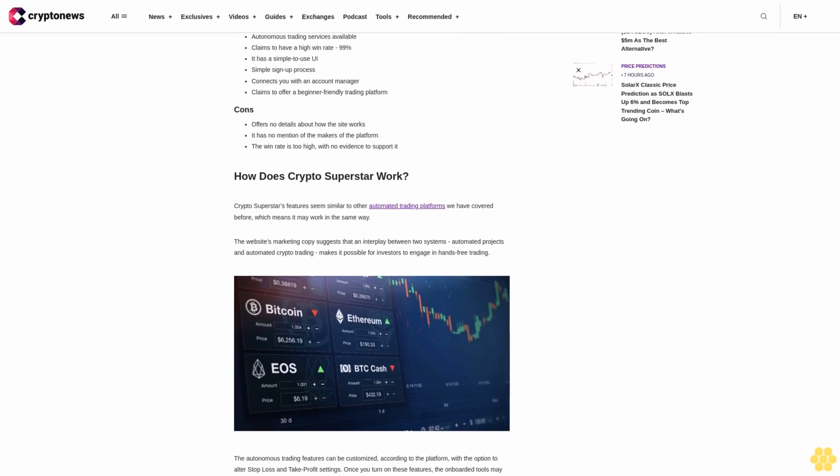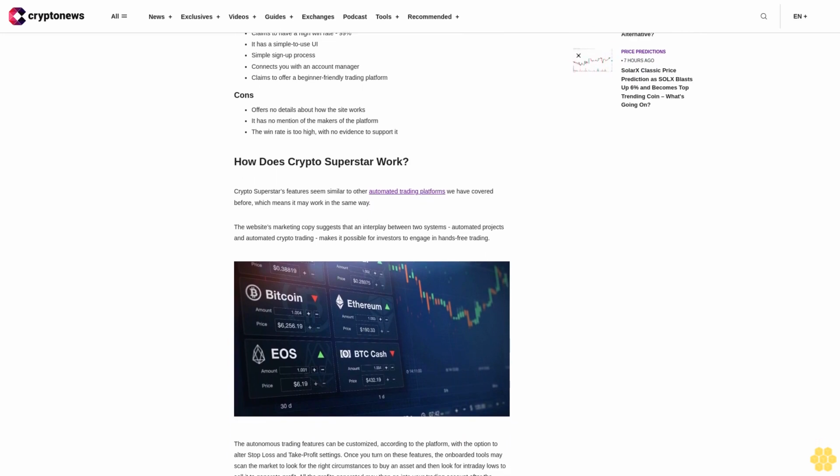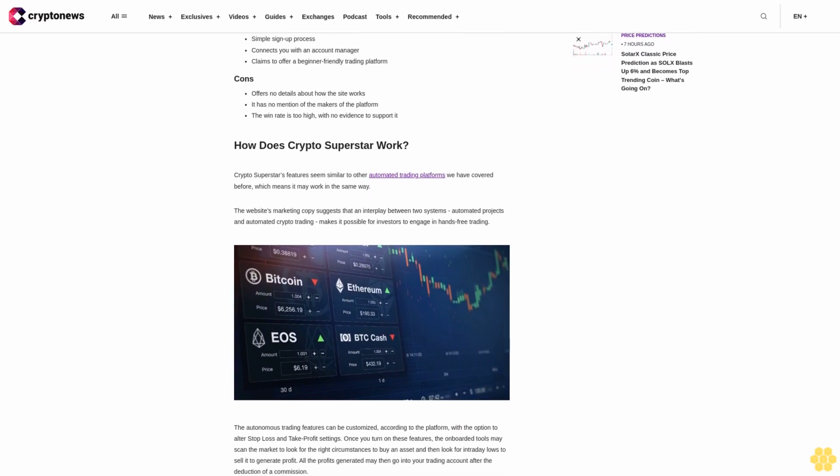Cons: It offers no details about how the site works. There is no mention of the makers of the platform. The win rate is too high, with no evidence to support it.